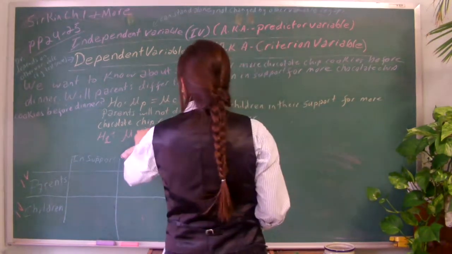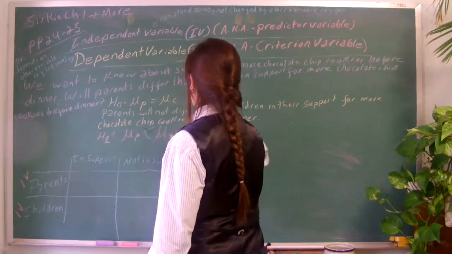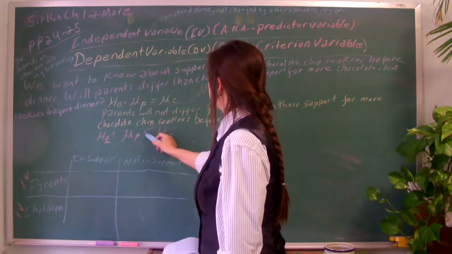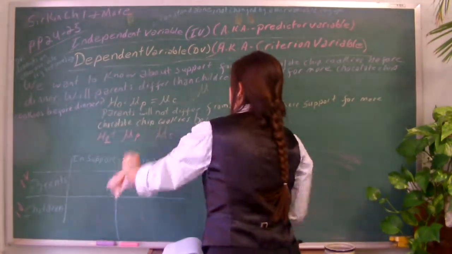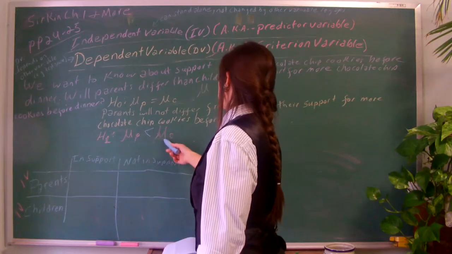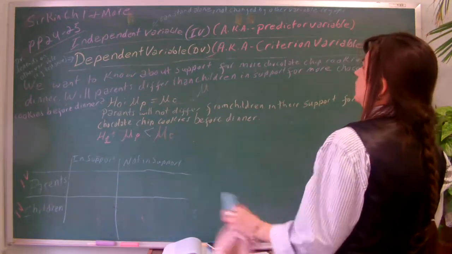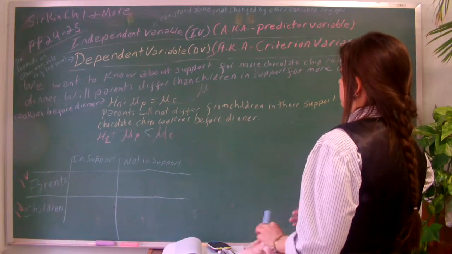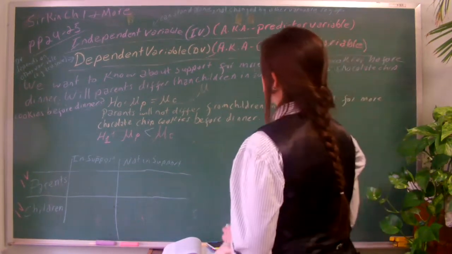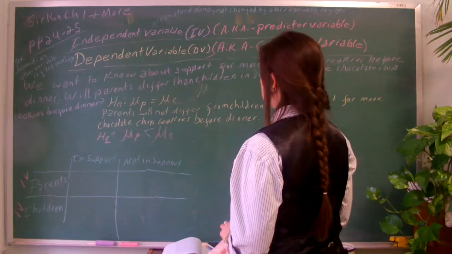But let's say before we run this test we think the children will want more, to be in greater support of chocolate chip cookies before dinner. It wants that one, that one's bigger, so we put the symbol that way. Our alternate hypothesis would be mu parents is less than mu subscript C for children. Our hypothesis would be that parents and children will differ in their support for more chocolate chip cookies before dinner, and we're hypothesizing that children will have greater support.